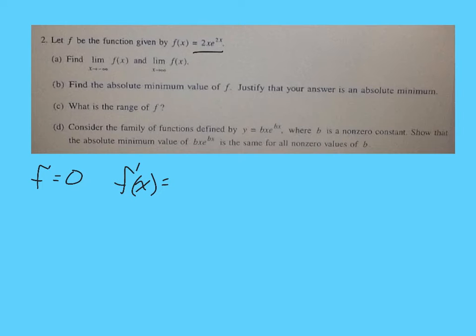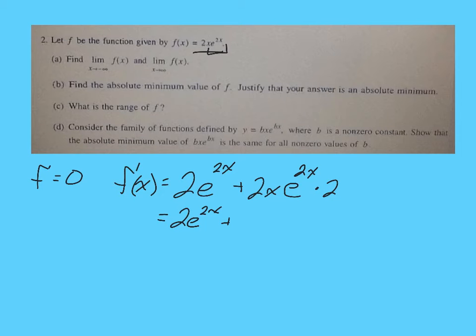Product rule says the derivative of the first, and that is the 2x part, times the second, plus the first, times the derivative of the second. So we need the derivative of this e to the 2x, which in itself is chain rule. E to the 2x, derivative of the outside, times the derivative of the inside. So I'm getting 2e to the 2x, plus 2x times 2e to the 2x.